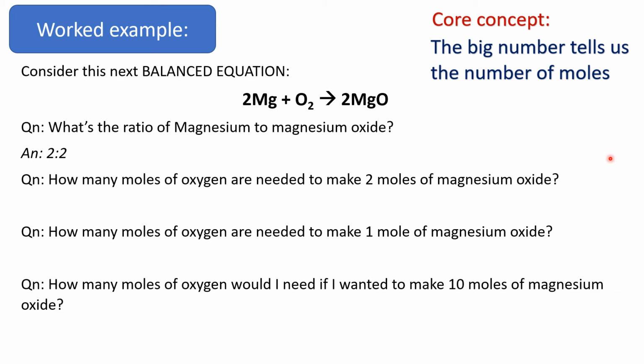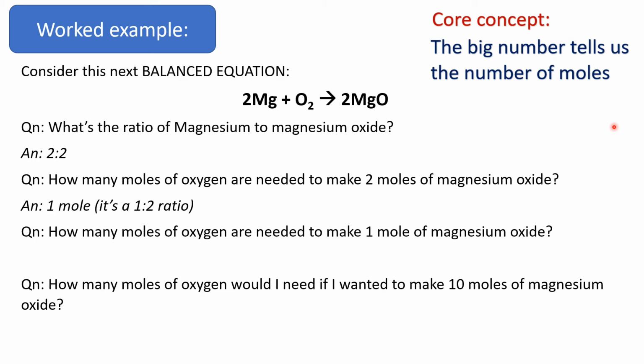How many moles of oxygen are needed to make 2 moles of magnesium oxide? Okay, so I'm looking at my oxygen and I'm looking at my magnesium oxide. I've got 1 mole of oxygen making 2 moles of magnesium oxide. So I've got the 2 moles there, 2 moles there. So it's simply 1 mole of oxygen making 2 moles of the magnesium oxide.